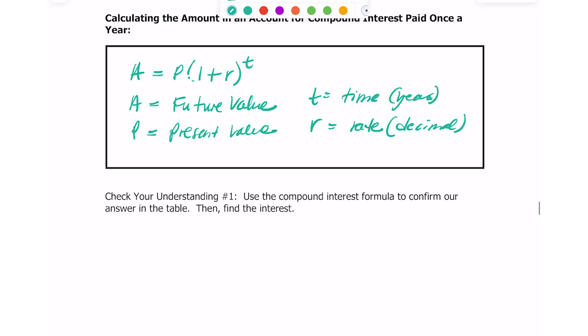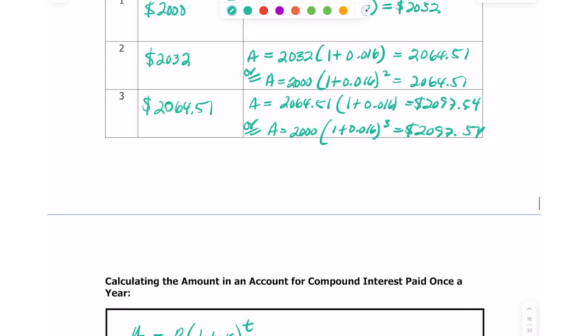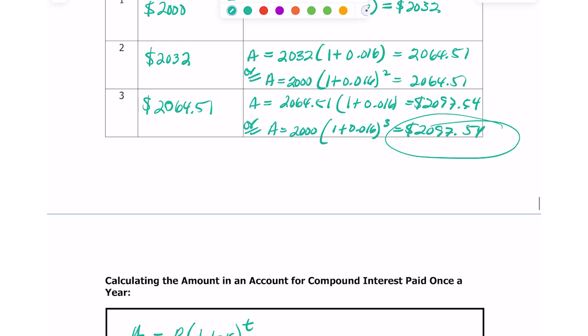So what I'd like you to do is practice using that formula, plugging in the numbers, and see if you get $2,097.54. You should if you do it correctly.